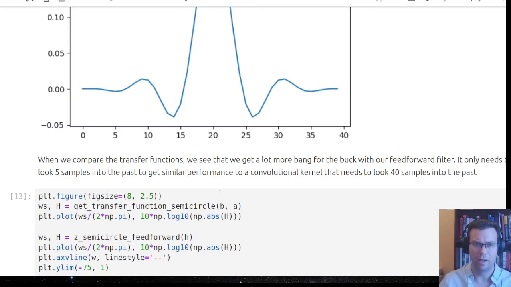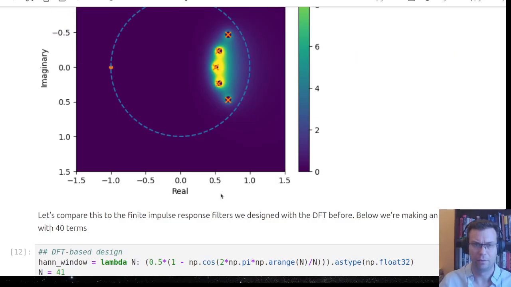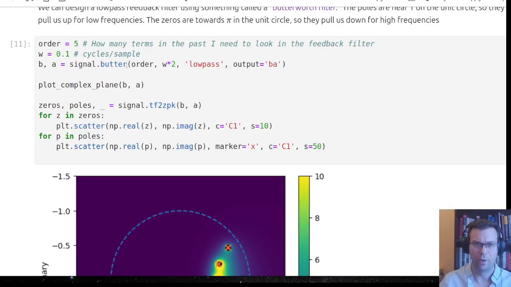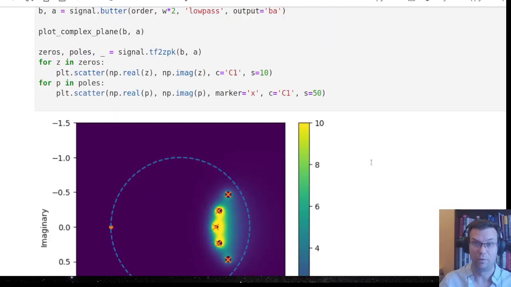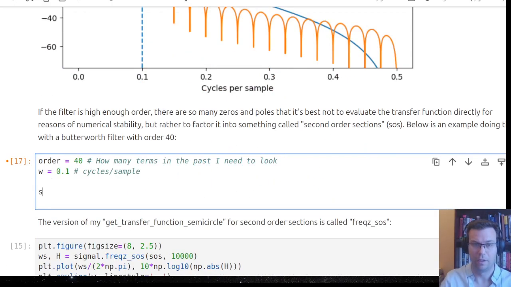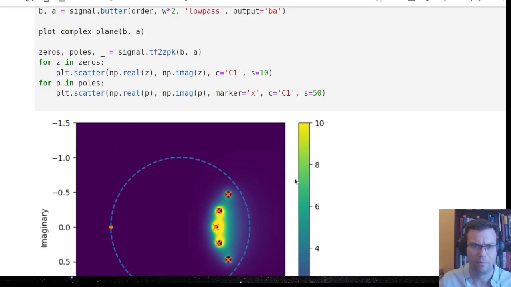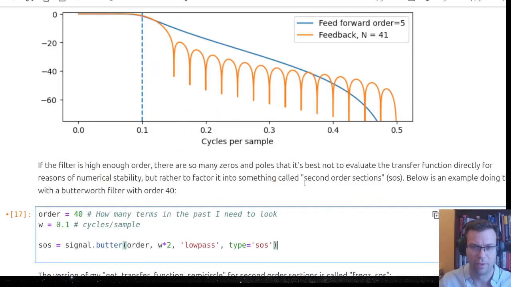So to do that, instead of signal.butter with all that, I would say signal.butter with output equals SOS. So let's say SOS equals signal.butter, the order, and then the cutoff frequency in the right units there. And I would say low pass, and then I would say type equals SOS. Or, whoops, what was it? It wasn't type, it was output equals SOS. Okay.